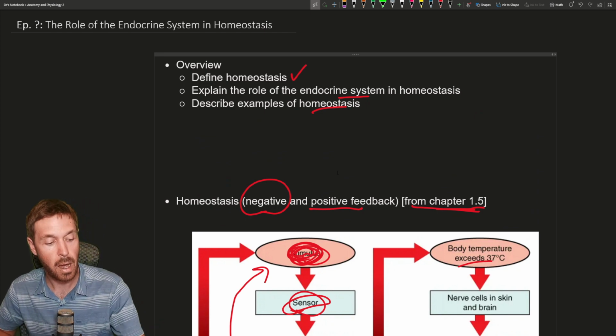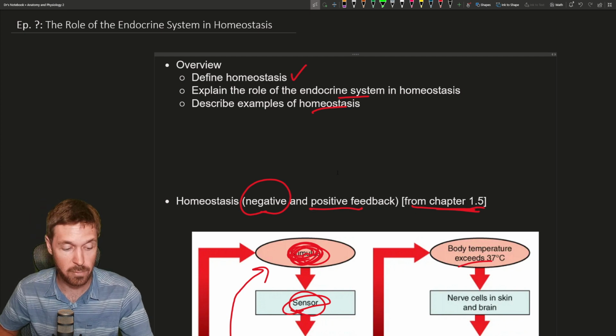That's all I have for this video, and see you in the next one where we go over all of the hormones, and not all, but most of the important hormones found in the body.